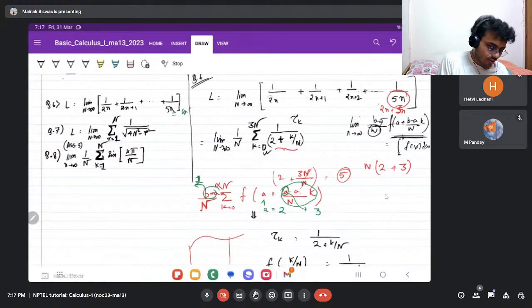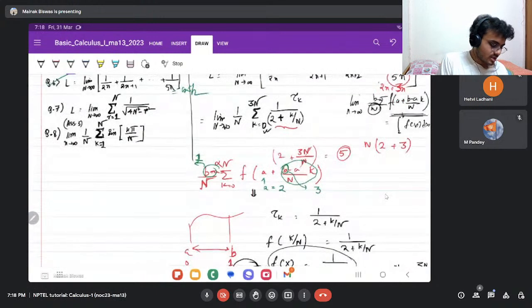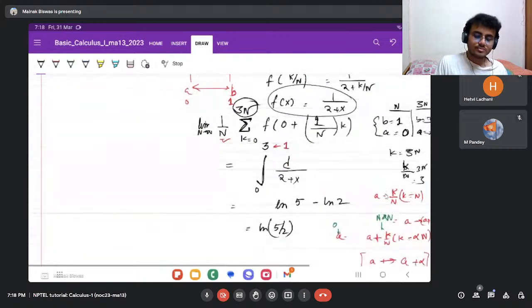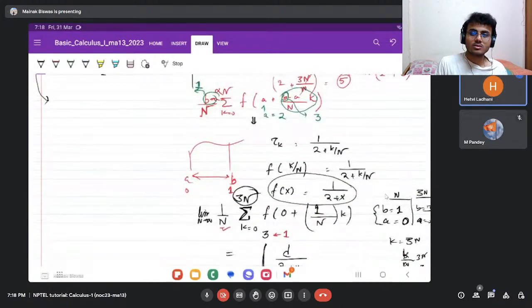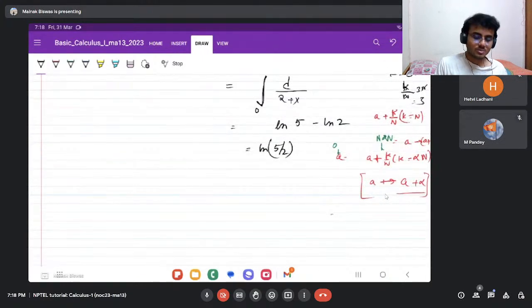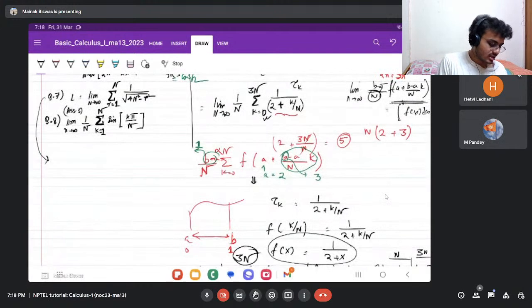This is ln of 5 by 2. So next question. So is it okay? Or do you have a specific doubt you can ask? No, sir, clear. Any other person? Mr. Pandey? Clear, sir. Yeah, just scale the integral. That's what I was trying to do.